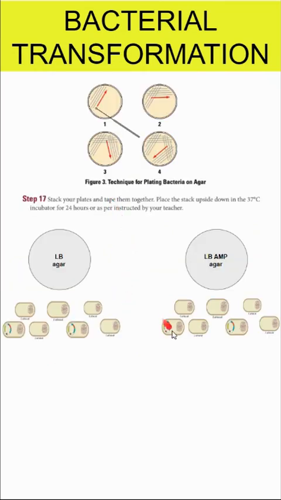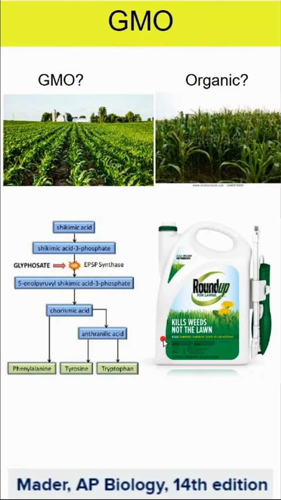So these genetically engineered bacteria, if you put them on an agar plate that they would usually grow on, but you also put antibiotic on here, everything that doesn't have the plasmid is going to die, and the only ones that survive are going to be the transformed bacteria that have the recombinant plasmid.